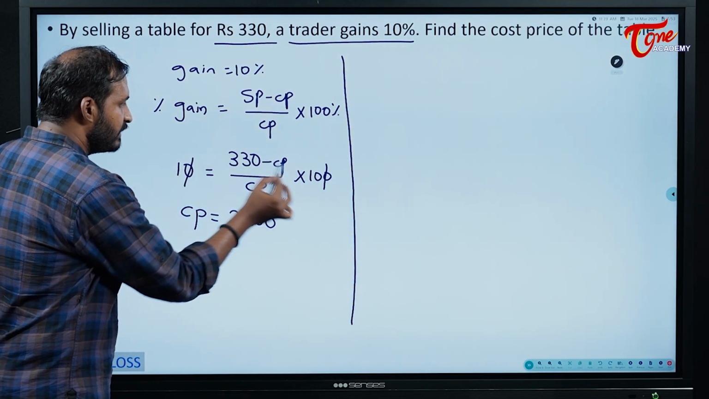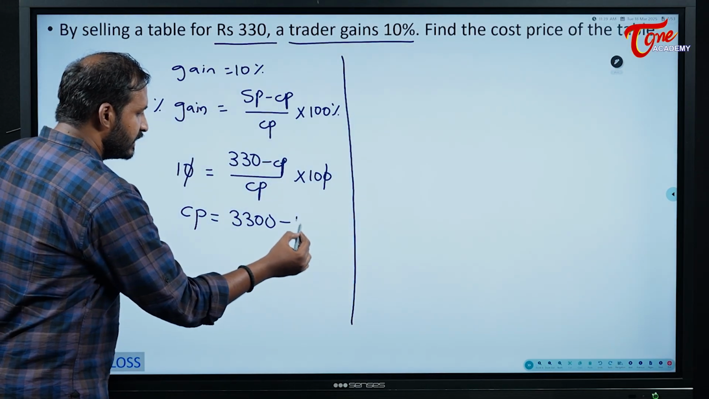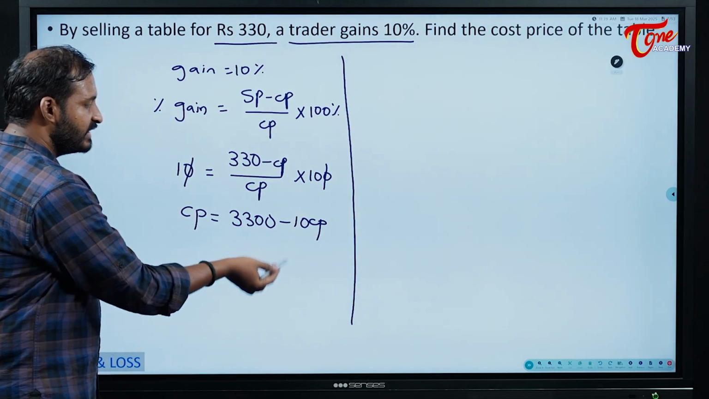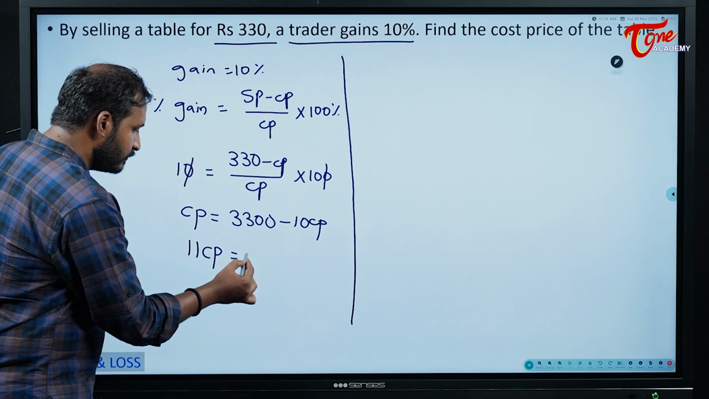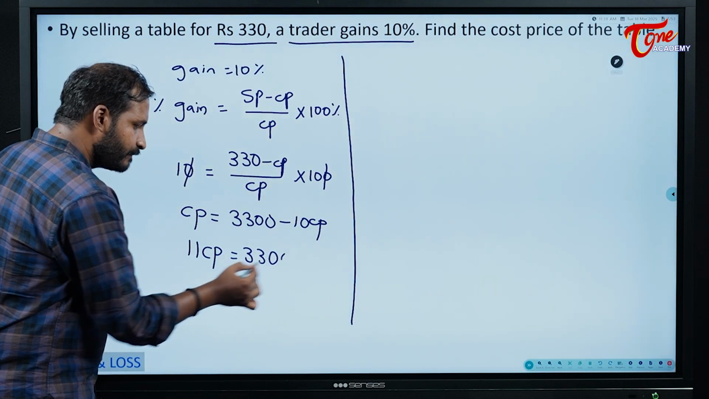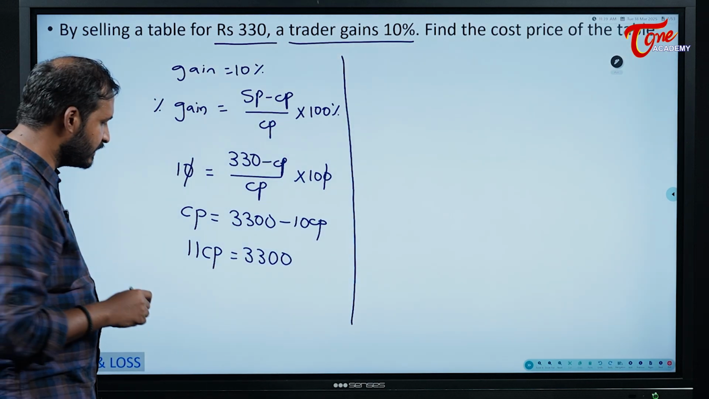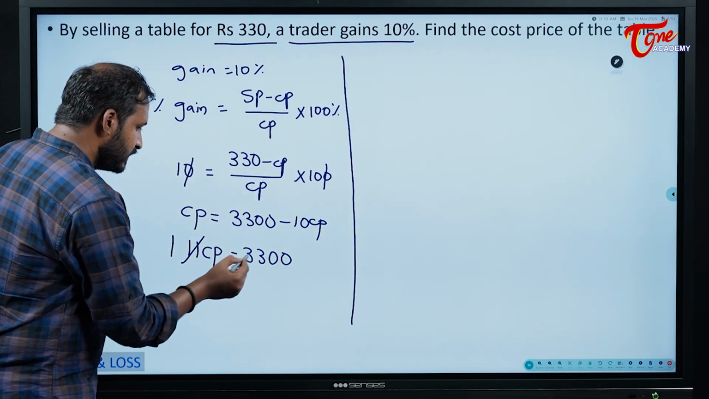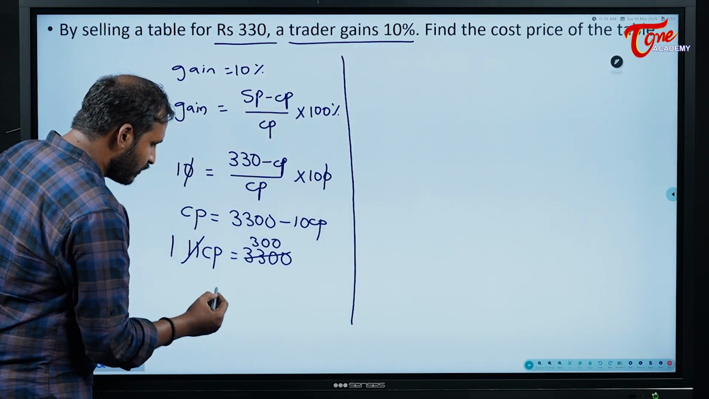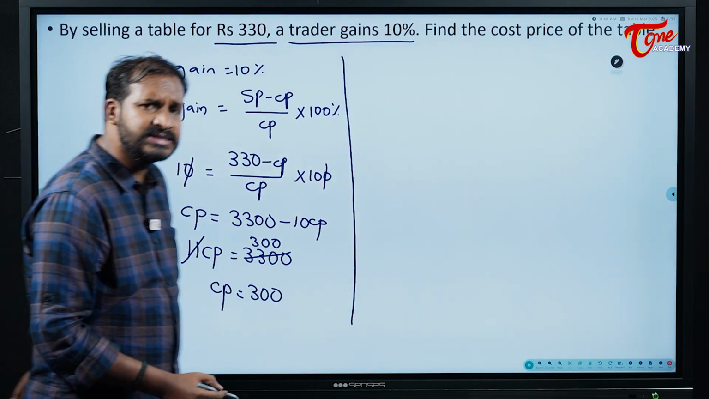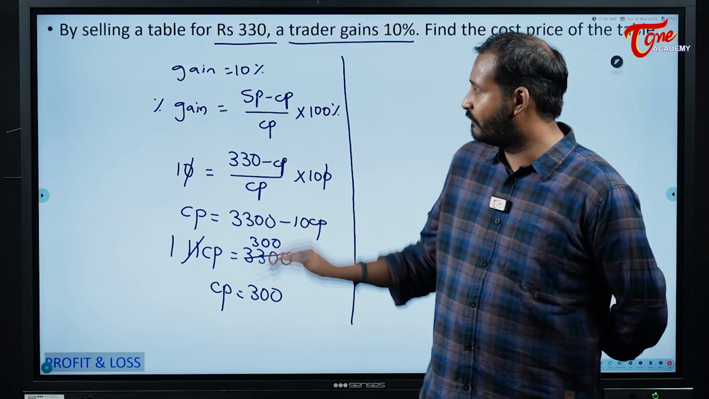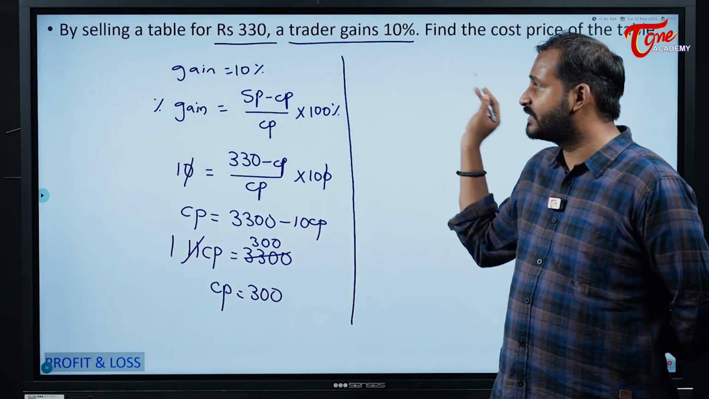So CP is equal to 3300. Why? Because I will multiply 10 with 330, minus 10 CP. If I send the 10 CP to this side, what does it become? 11 CP is equal to 3300. Now please see here: 11 ones are 11, 11 threes are 33, and zeros. So the cost price here is 300. This is the general and traditional method which we follow to find the answer for this type of question.